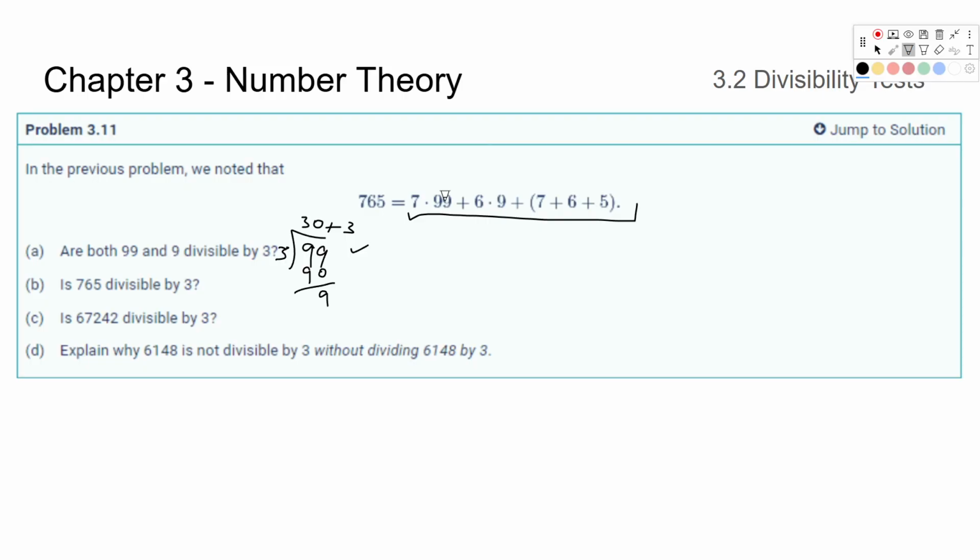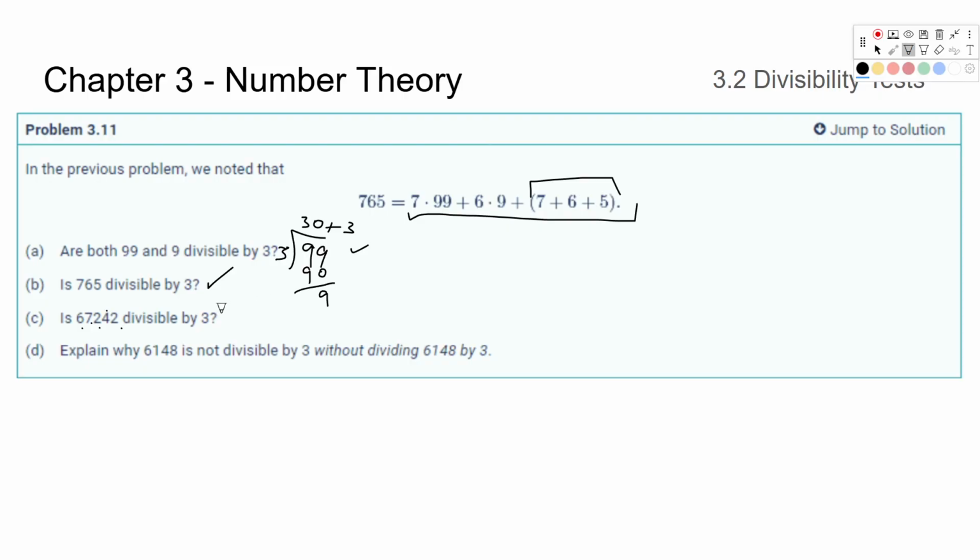So if 99 is divisible by 3, and 9 is divisible by 3, and we said that this is 18, and 18 is divisible by 3, because 3 times 6 is 18. So 765 is also divisible by 3. Okay, so is 67242? Well, let's just add up the digits. Let's see, 6 and 2 is 8, plus 2 is 10. So that's 10, 17, and 21. Is that divisible by 3? 21 is indeed divisible by 3.